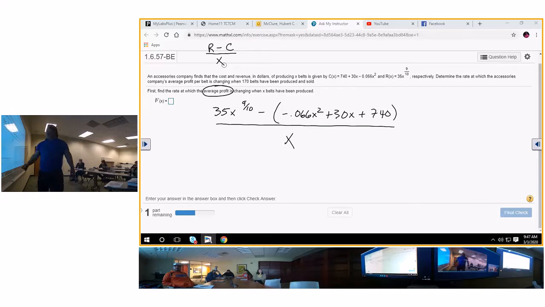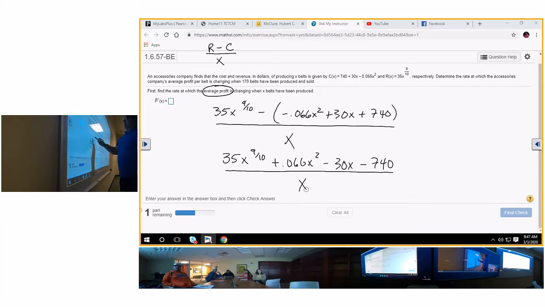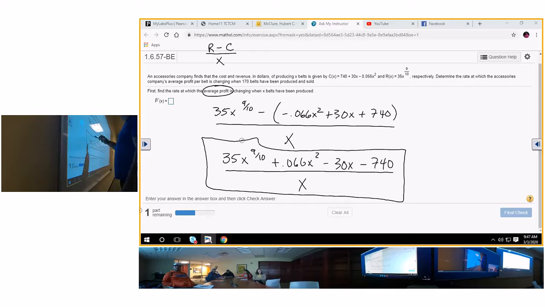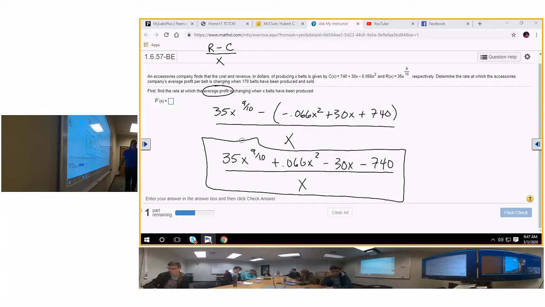So that's going to give us 35x to the 9/10 plus 0.066x squared minus 30x minus 740, all over x. Now, this is your average, and they want you to take the derivative of that function. So go ahead and take the derivative of that function using the quotient rule.